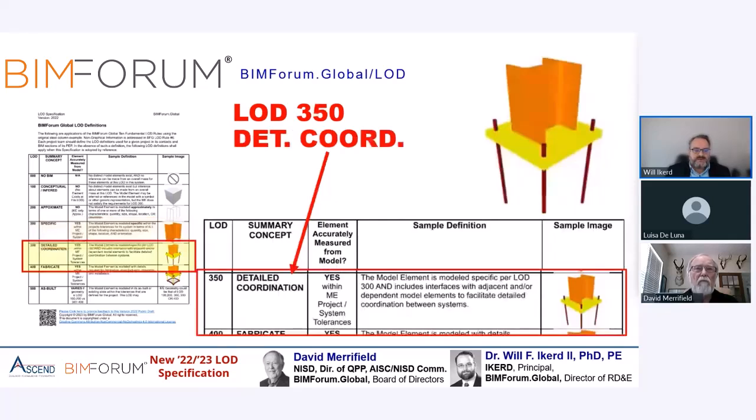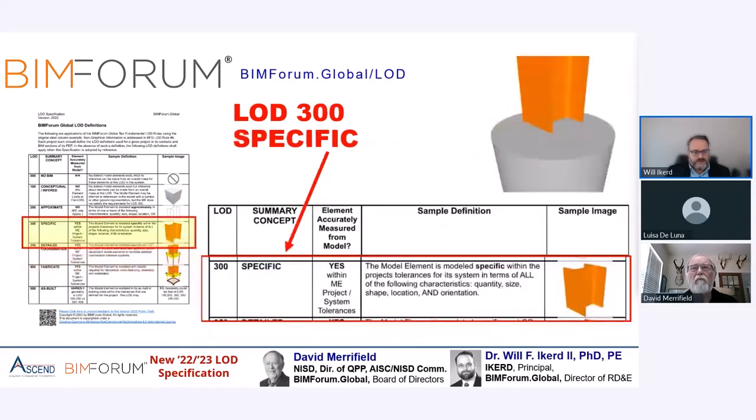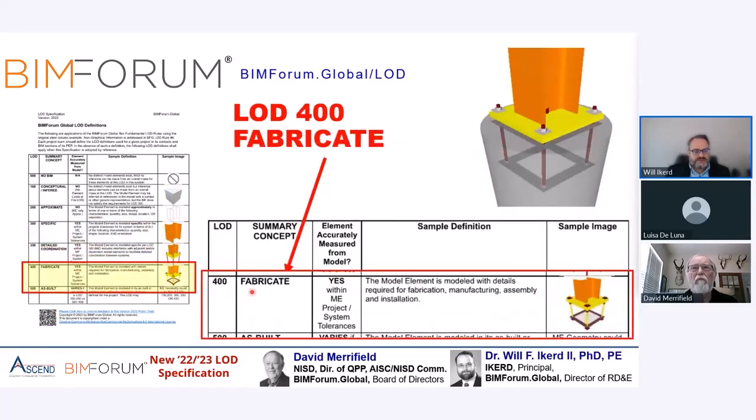LOD 350 is going to be enhanced coordination or detailed coordination, and you'll see anchor rods emerge at this LOD. 400 is fabrication level, and yes, everything may be measured accurately from the model within the model element's project system tolerances.